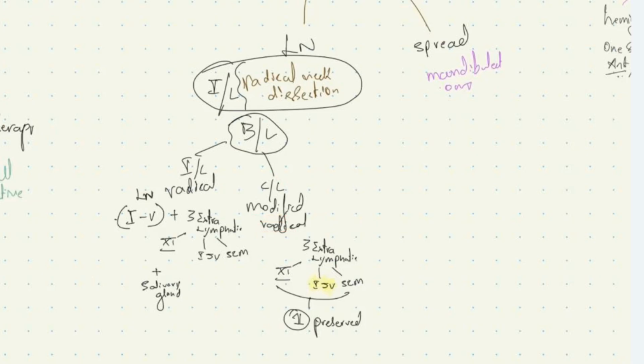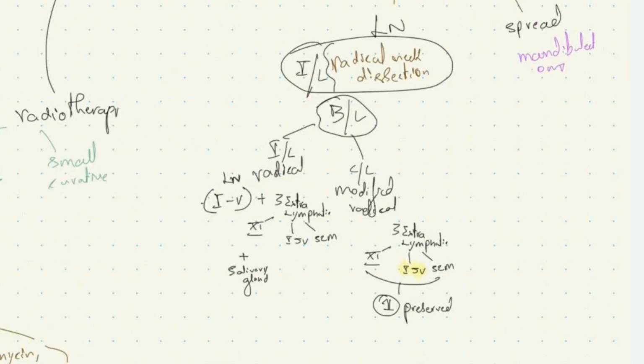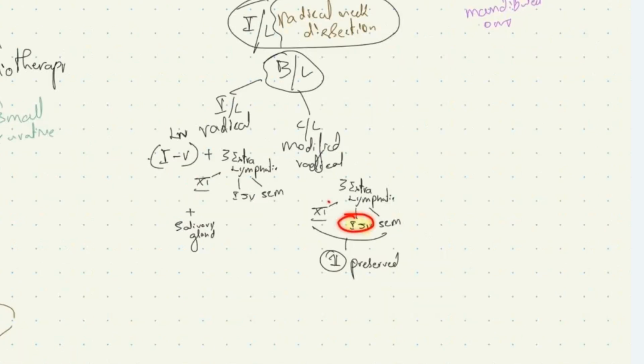We saw in radical lymph node dissection, we perform the dissection of level 1 to 5 lymph nodes along with 3 extra lymphatic structures like accessory spinal nerve, internal jugular vein, and also sternocleidomastoid muscle, along with tip of parotid gland and submandibular gland. In case of modified radical neck dissection, we perform level 1 to 5 lymph node dissection, along with that, we spare any one of these extra lymphatic structures. Any one is preserved. Usually, we preserve the internal jugular vein so that the cerebral perfusion is adequately maintained.